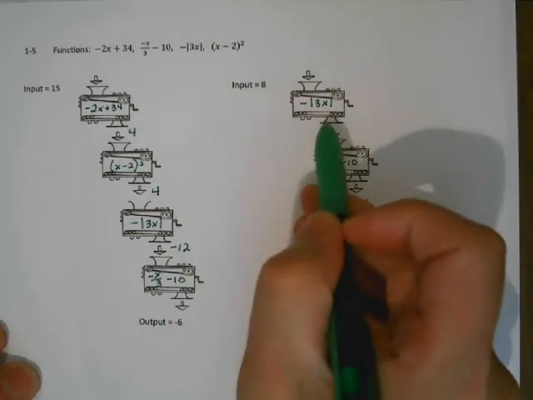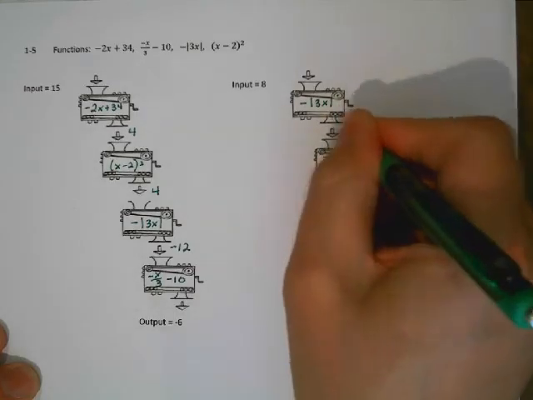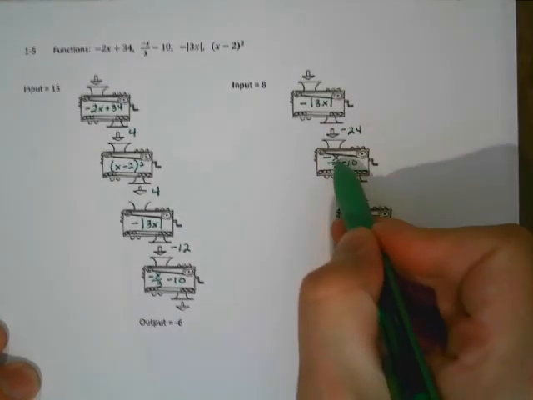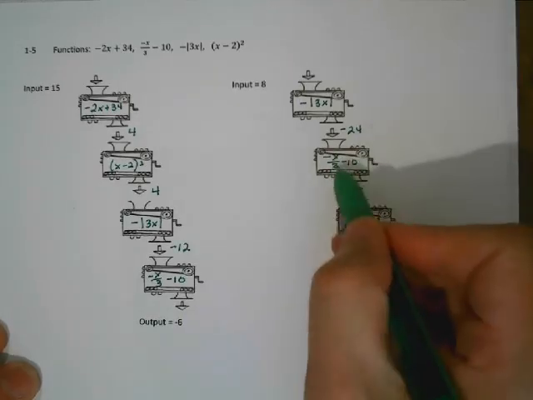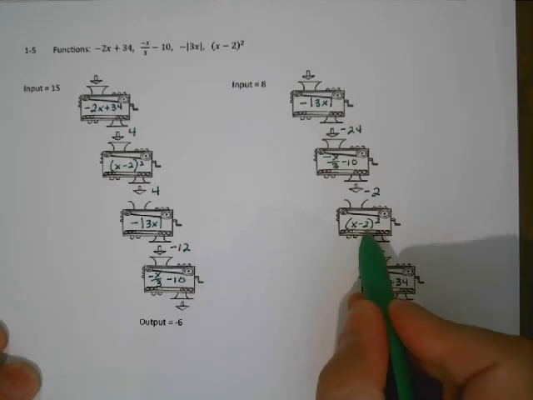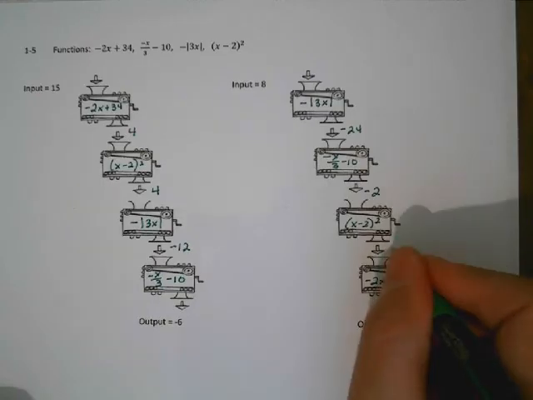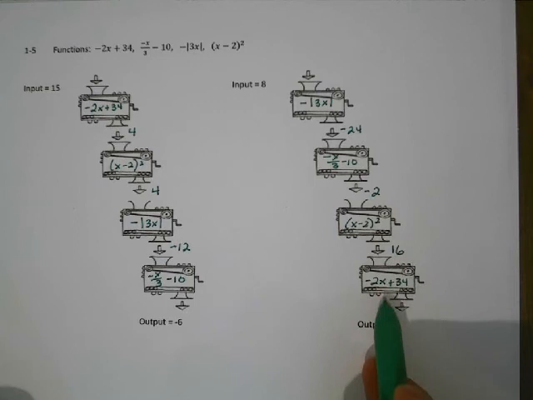If I plug in 8 here, 3 times 8 is 24, and then the negative makes it negative, so that's -24. If I plug -24 here, and -24 is a +24. 24 divided by 3 is 8, and 8 minus 10 is -2. -2 minus 2 is -4. -4 squared is +16. And then -2 times 16 is -32, plus 34 is +2. All right, that is the first lesson.